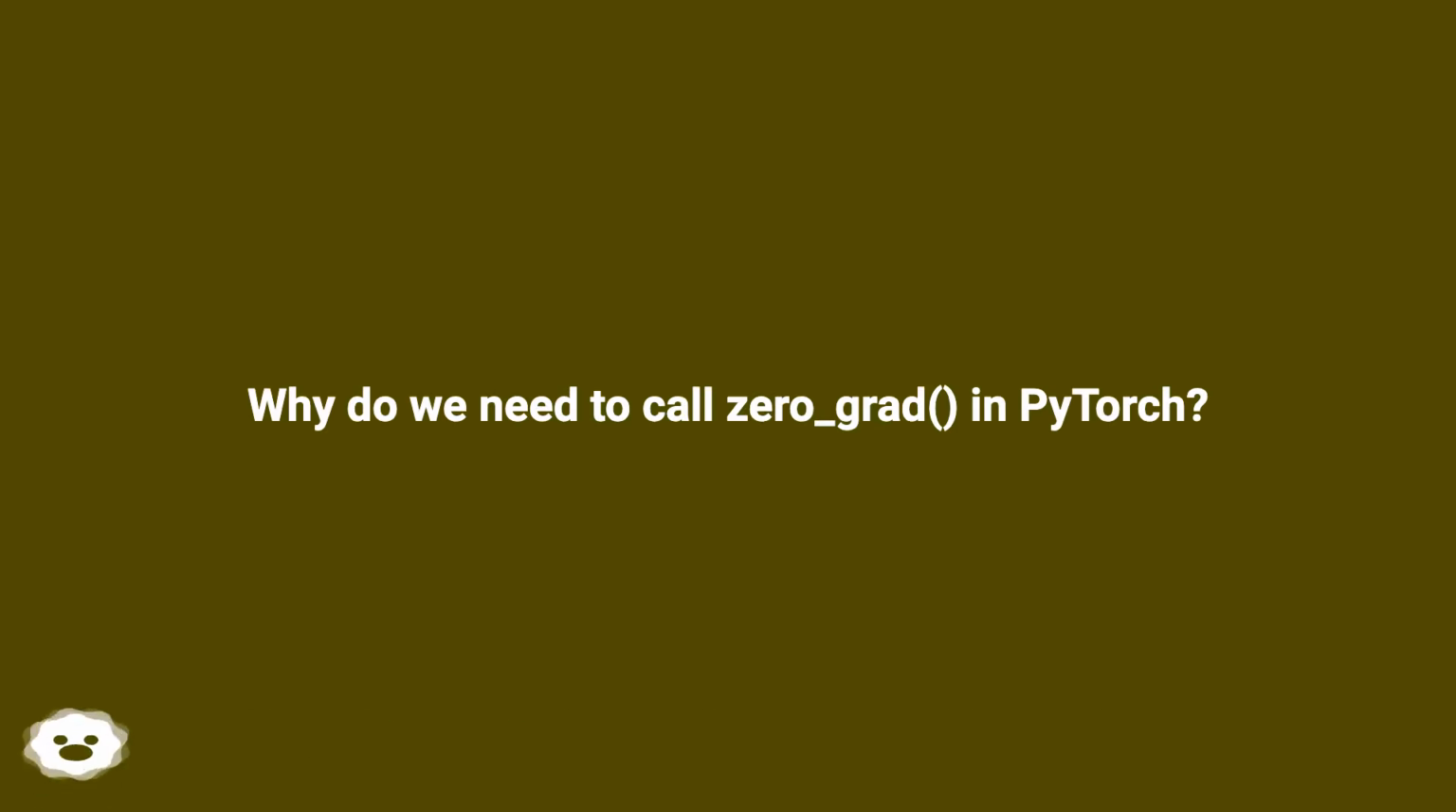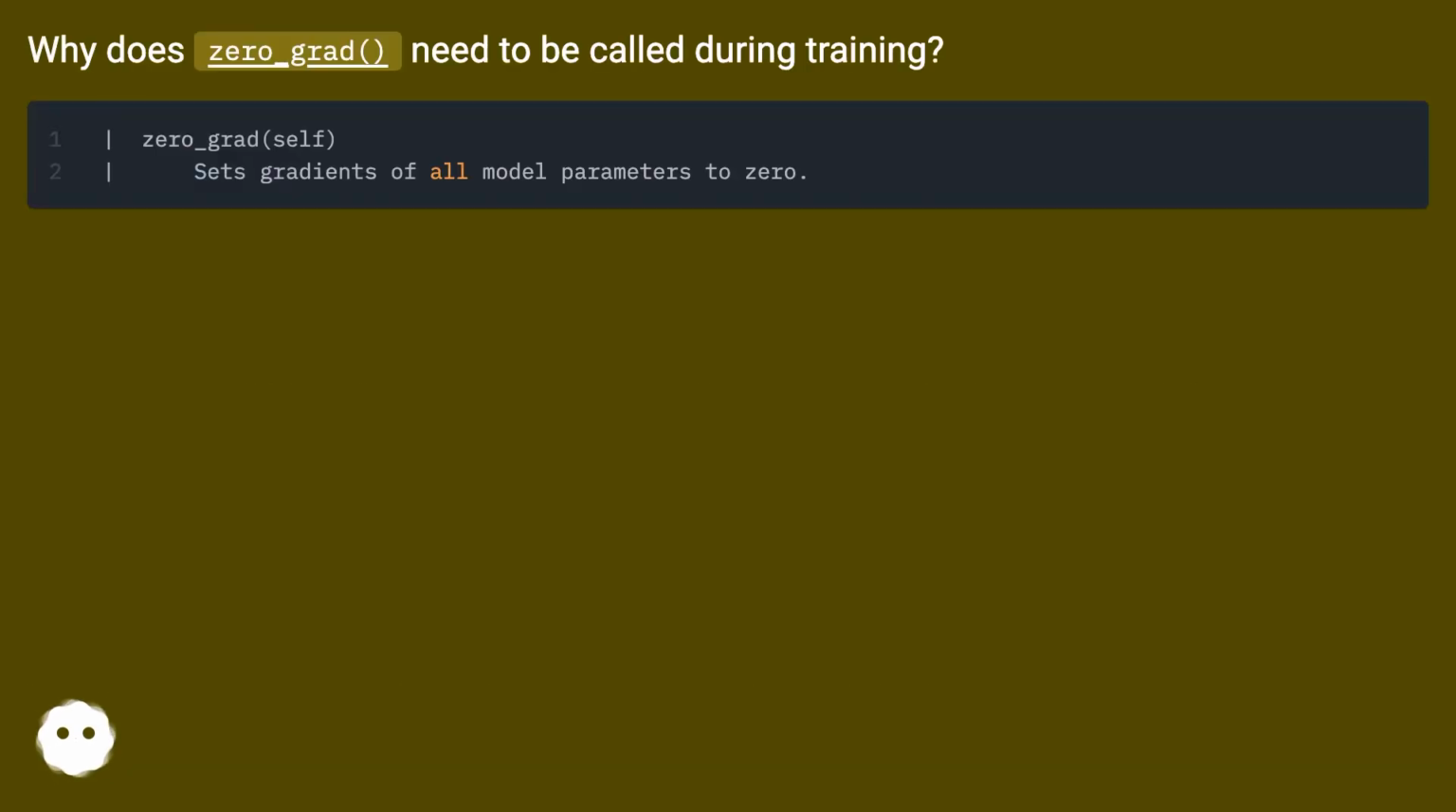Why do we need to call zero_grad in PyTorch? Why does zero_grad need to be called during training?